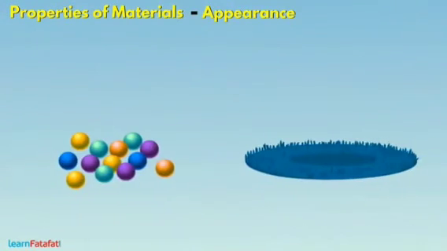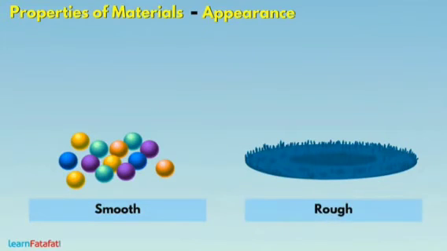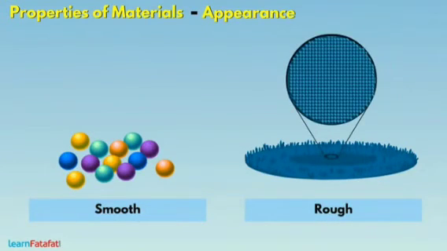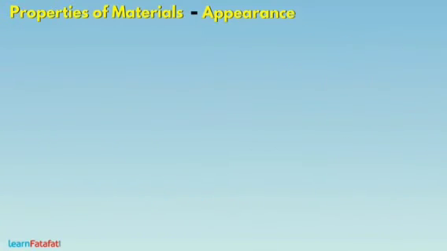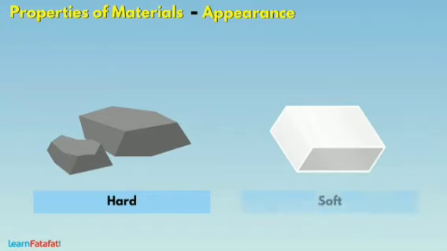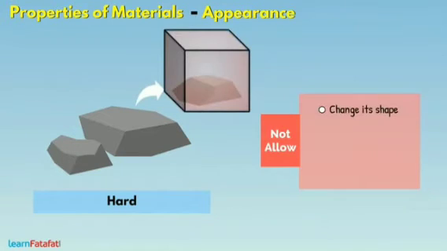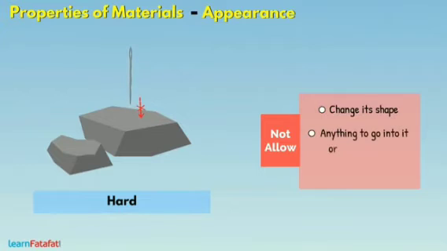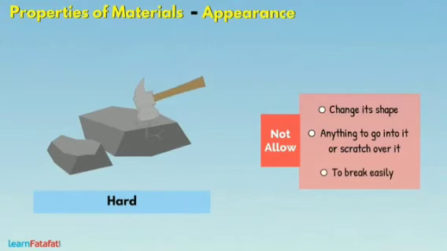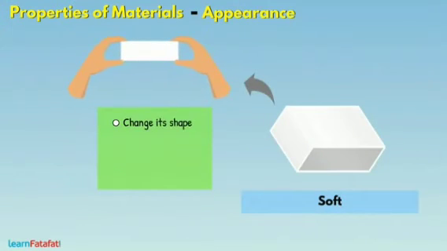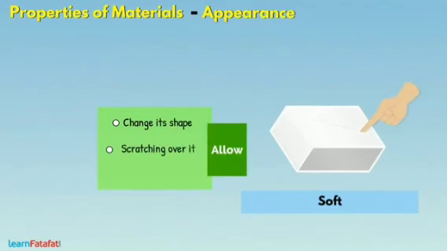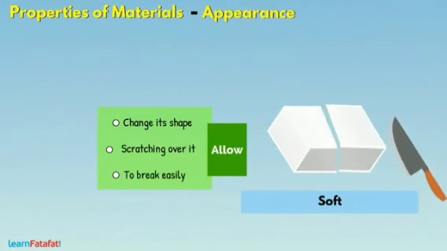If you touch some objects, they appear either smooth or rough. The roughness is due to bumps on the surface. Similarly, some objects are hard while others are soft. With the term hardness, we mean that the material does not allow its shape to change. It does not allow anything to go into it or scratch over it. It does not break easily. If a material changes its shape, allows scratching over it, or breaks easily, then such a material is soft.